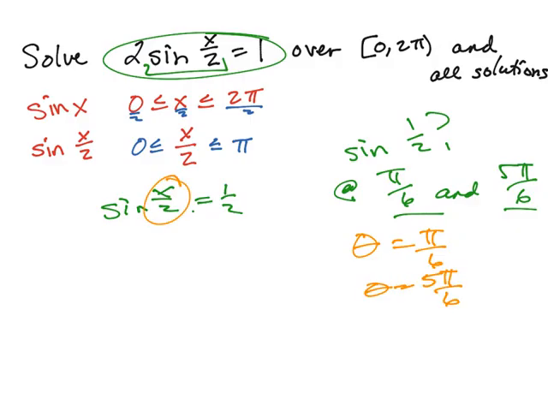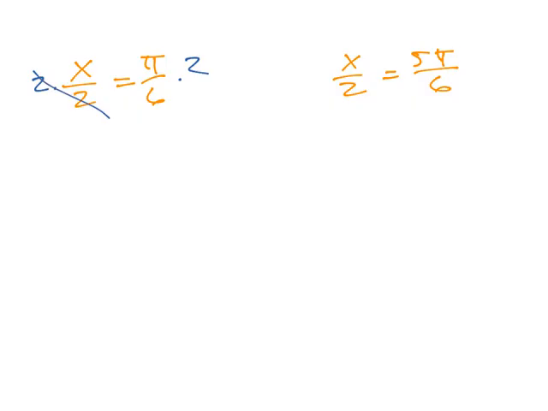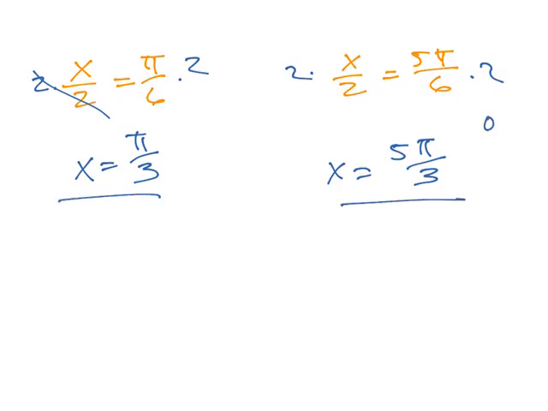But our angle is represented by x over 2, or theta over 2. Meaning we need to solve these two pieces: x over 2 equals pi over 6, and x over 2 equals 5 pi over 6. This is the fun of the half angles. So if I multiply each side by 2, I get pi over 3. Again, multiply by 2, and the other answer is 5 pi over 3. So these are the solutions on the interval from 0 to 2 pi.